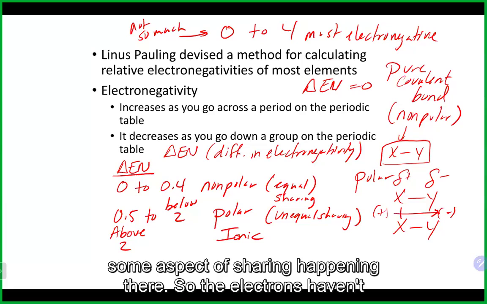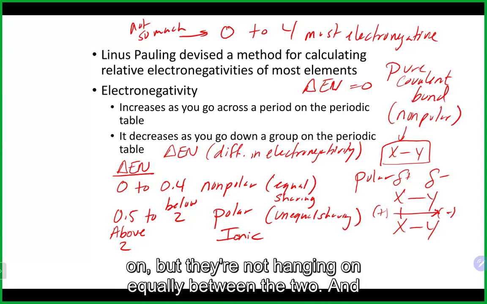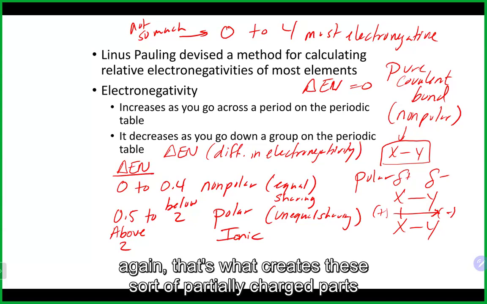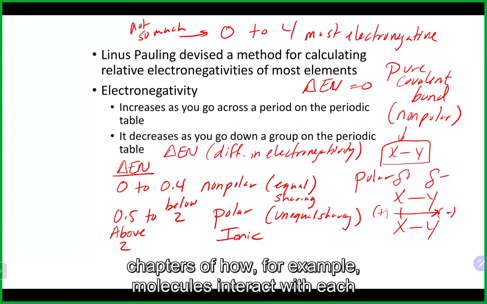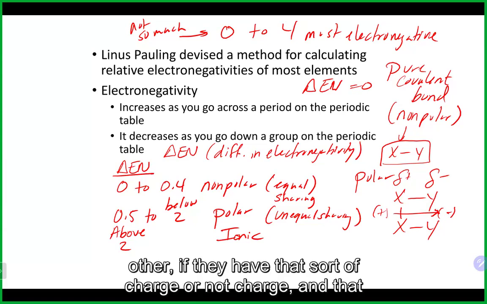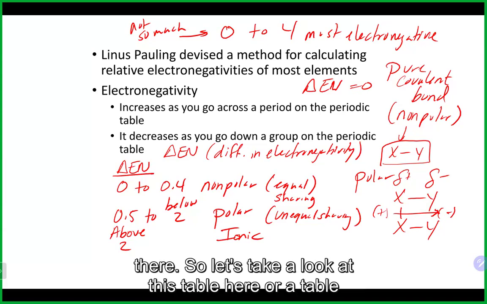So the electrons haven't fully jumped from one side to the next. They're still hanging on, but they're not hanging on equally between the two. And again, that's what creates these partially charged parts of this bond. That's really important in later chapters, for example in how molecules interact with each other if they have that charge or not, and that will allow them to interact. Any questions on that?